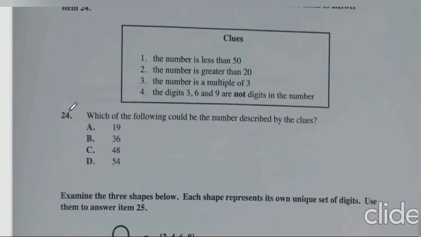So now let's look at number 24. Which of the following could be the number described by the clues? So we look at what we need here. We can look at the answers. Now 19 is less than 20, so that would not be a correct answer. 36 has the digits 3 and 6 in it. That would not be a correct answer. 48 is less than 50, greater than 20, is a multiple of 3, and it doesn't have 3, 6, or 9 in it. So that looks like a good answer to me. But let's go to D. 54 is greater than 50, so that would not be a correct answer. So the best answer here, and the correct answer would be 48.